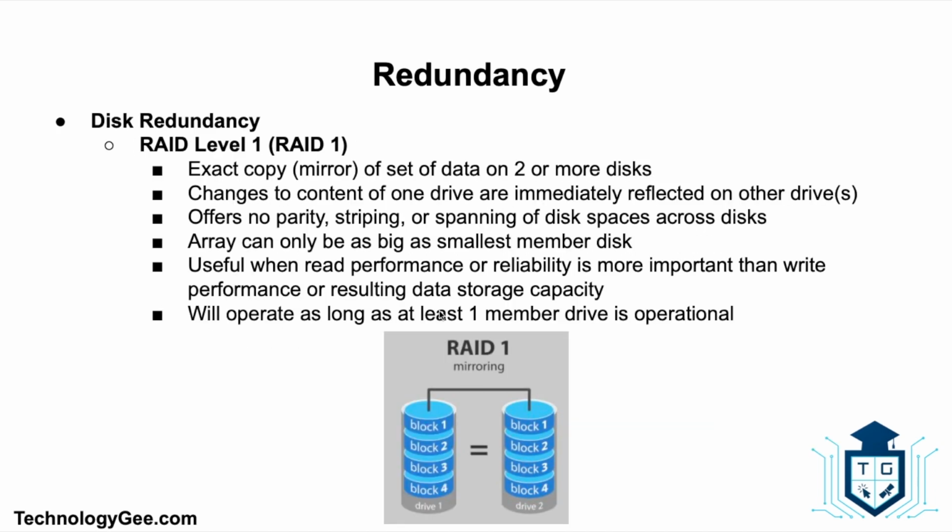Next, we have RAID level 1, or RAID 1, and this consists of an exact copy, or mirror, of a set of data on two or more disks, and changes to the contents of one drive are immediately reflected on the other drive. This configuration offers no parity, striping, or spanning of disk space across multiple disks, since the data is mirrored on all disks belonging to the array, and the array can only be as big as the smallest member disk. This layout is useful when read performance or reliability is more important than write performance or the resulting data storage capacity. The array will continue to operate so long as at least one member drive is operational.